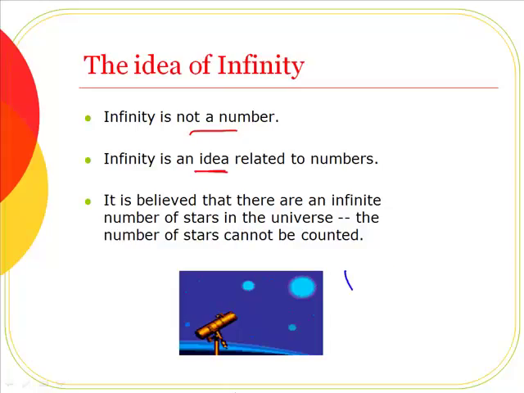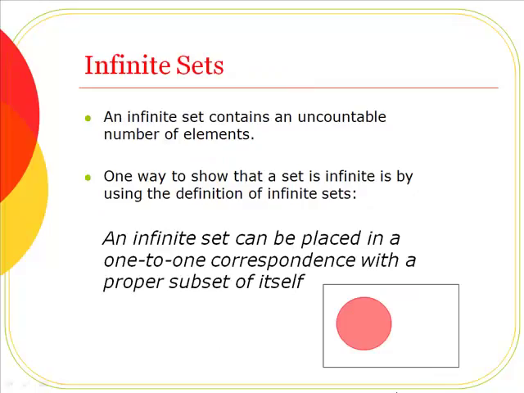For instance, the number of stars in the universe cannot be counted. Therefore, it is believed that there are an infinite number of stars in the universe. So, an infinite set contains an uncountable number of elements.